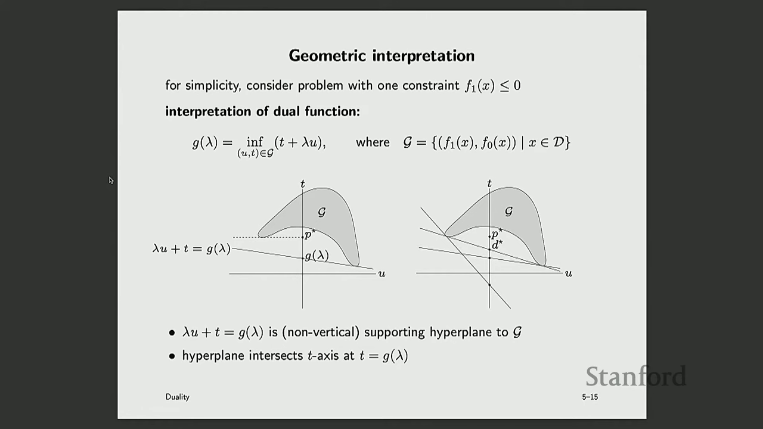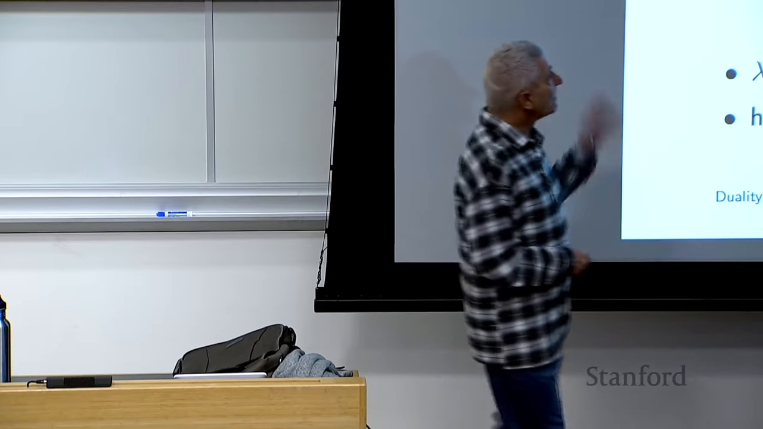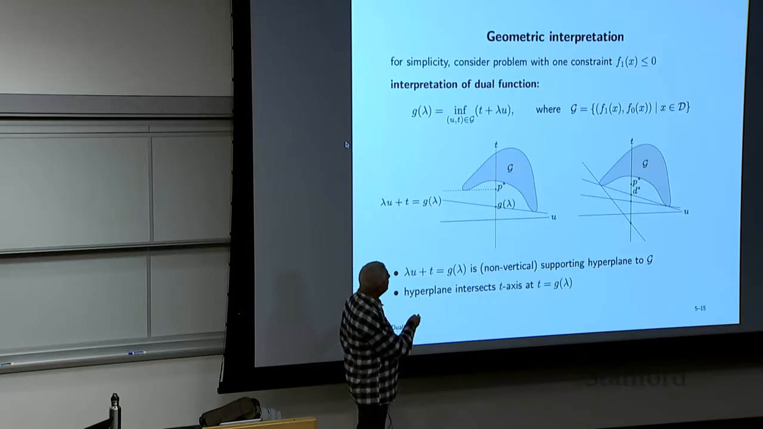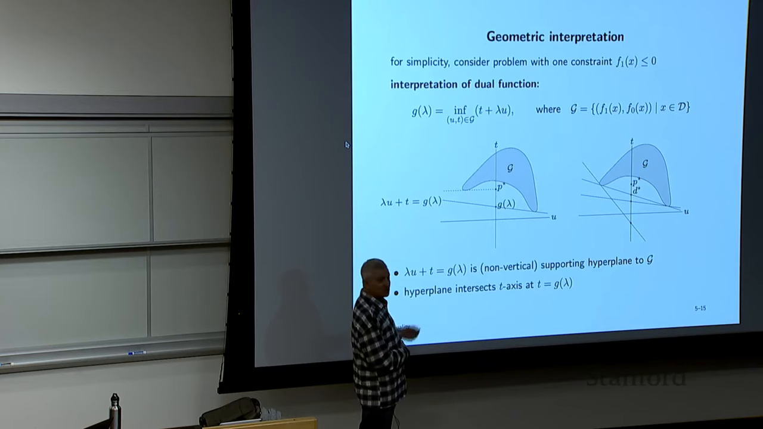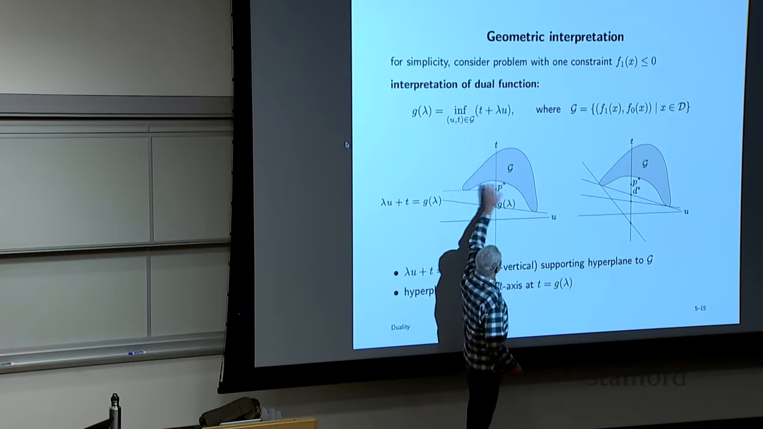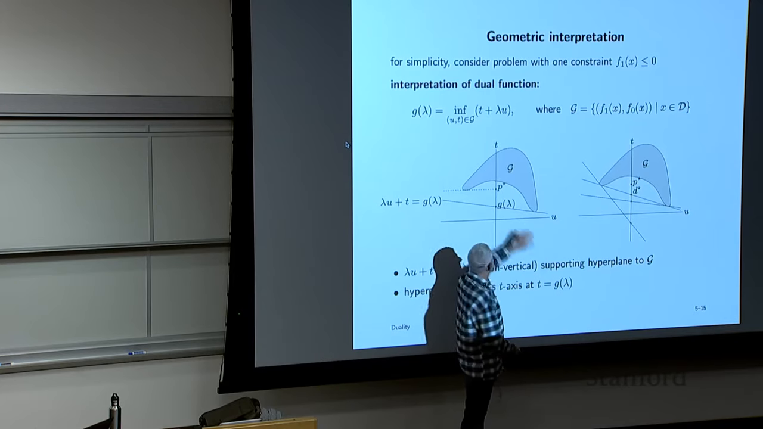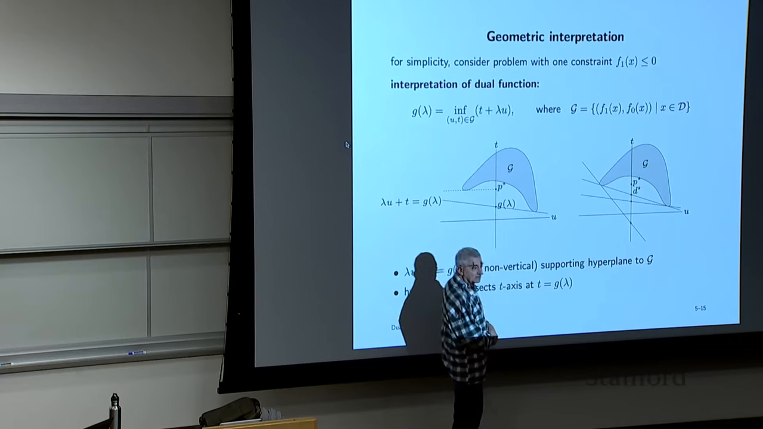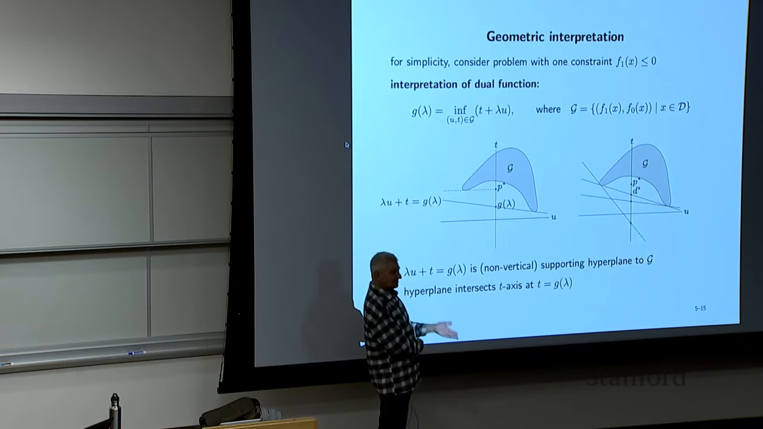Okay, so g is going to be the set. Remember, x could be in dimension 100, doesn't matter. But g is the set of pairs of constraint function and objective. So that's in a plane. We can plot that, and that's what we have here. If you imagine going over all possible x's, you get this blob, which is g.